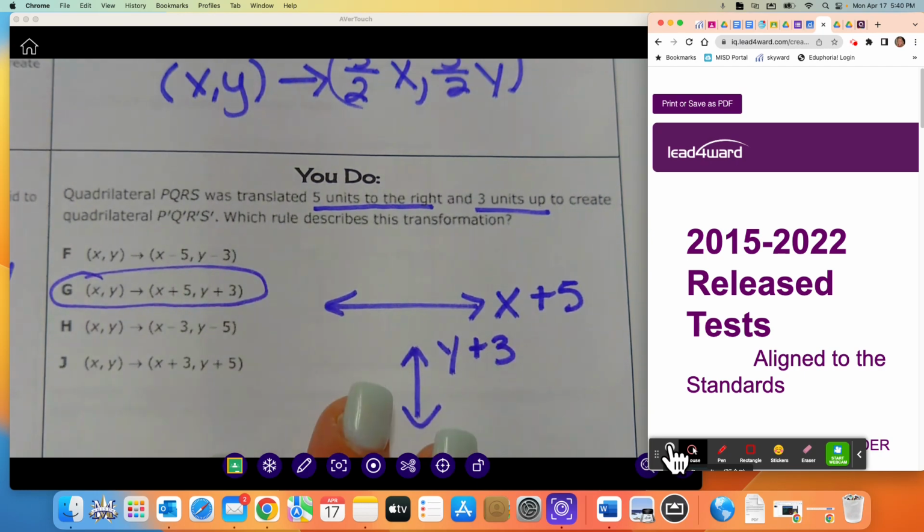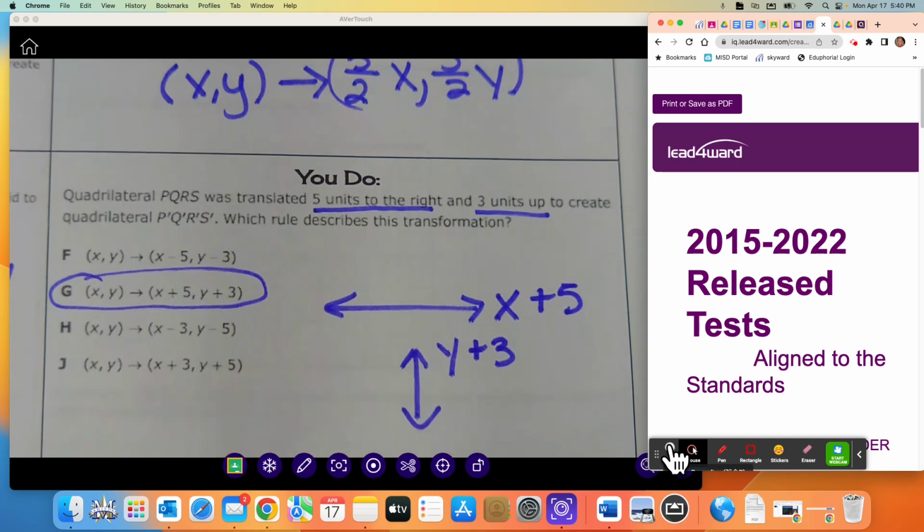Okay. Now let's talk about this. All we did was move it. Okay. It didn't change size. So therefore it does preserve congruence.